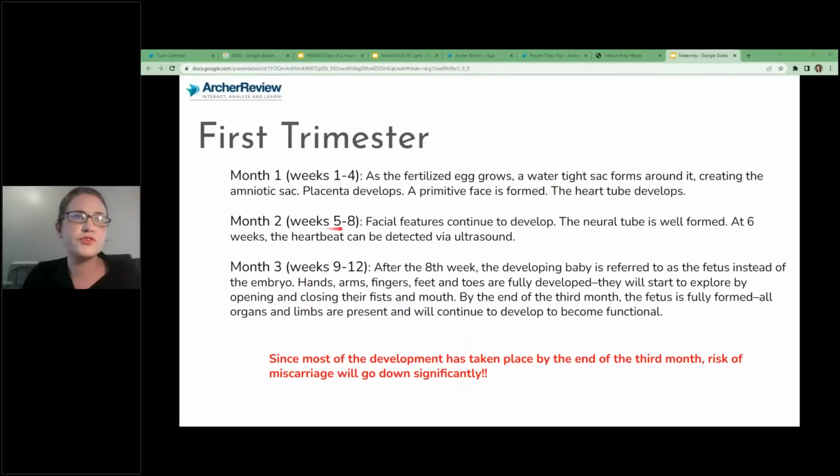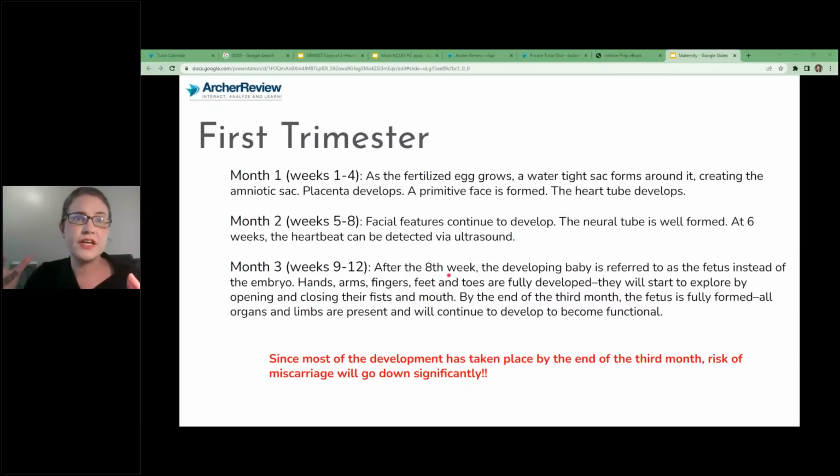Month 2 is weeks 5 through 8. This is where the facial features continue to develop. A neural tube develops as well, and already at 6 weeks, a heartbeat can be detected on ultrasound. In month 3, this is weeks 9 through 12. After that 8th week, the developing baby is actually referred to as a fetus. On weeks 1 through 8, we call it an embryo. It's an embryo first, and then starting at week 8, it's a fetus.